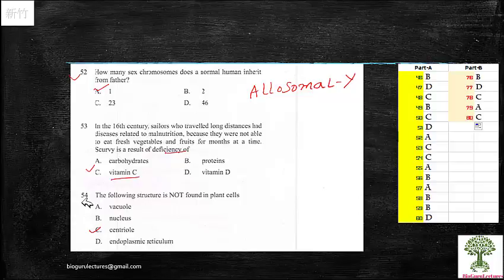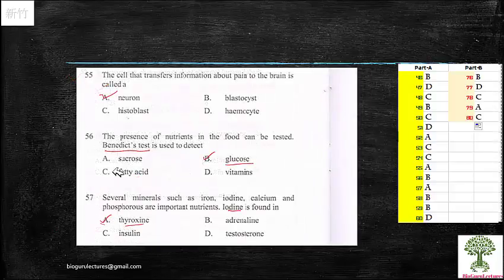54th one, the following structure is not found in plant cells. It's the centriole, because it's only found in animal cells, and it is part of two places. One is the cytoskeleton, and the other is during cell division. Next, 55th one, the cell that transfers information about pain to the brain is called a neuron, where the other answers are not relevant here.